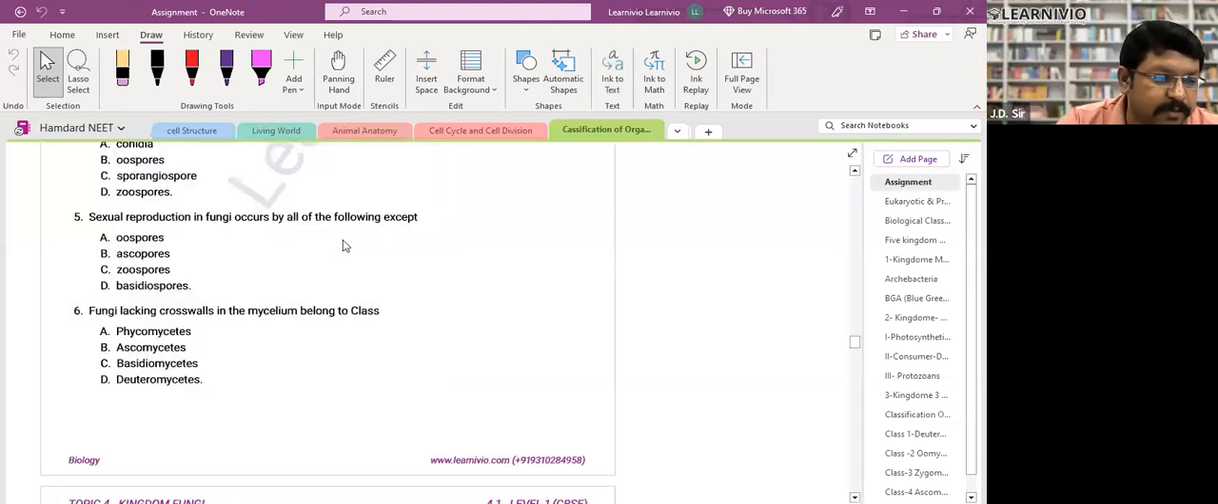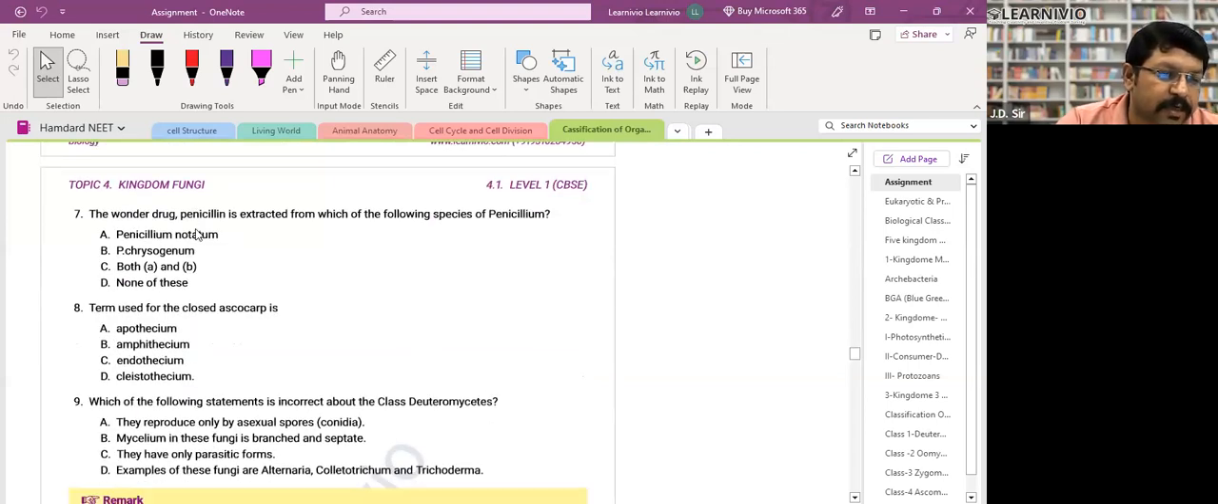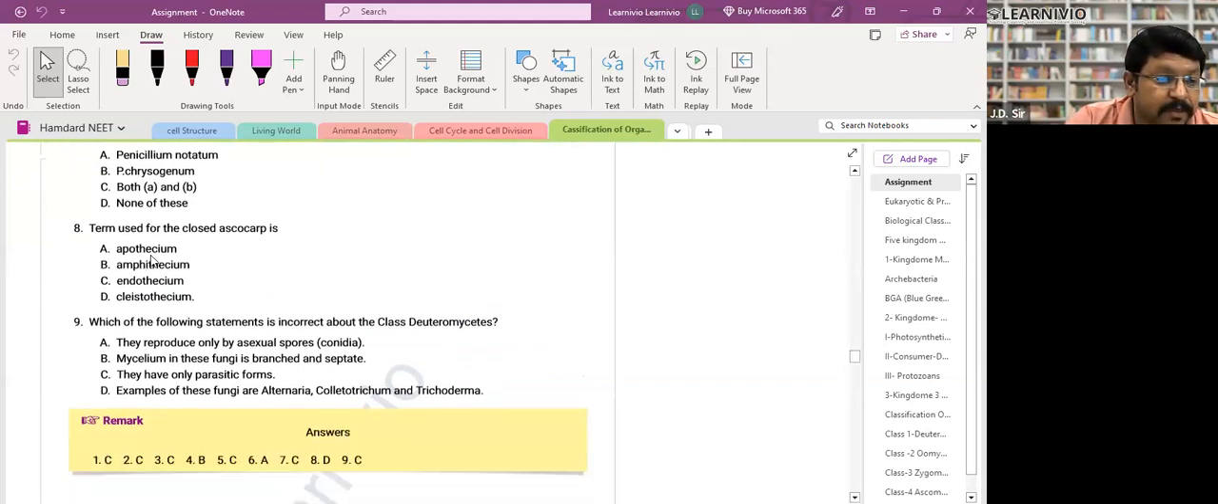Again, come to the assignment. Those which do not have cross walls, meaning those which do not have septa, belong to Phycomycetes. The wonder drug penicillin is extracted from which species of Penicillium? Penicillium notatum. I told you. The first penicillin medicine, the first antibiotic of the world, was extracted from a Penicillium plant, and the name of this plant is Penicillium notatum. That's why I was telling you, right?